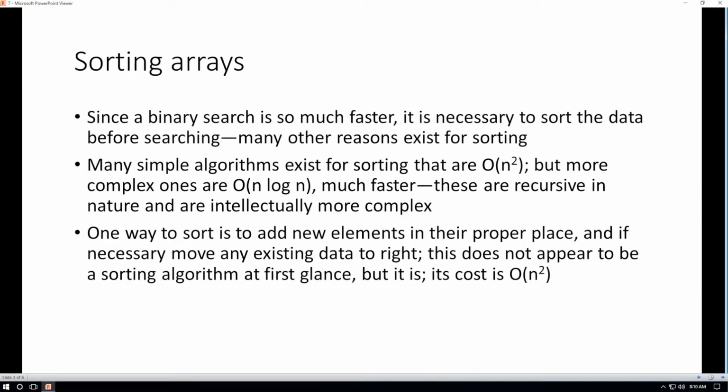Many simple algorithms exist for sorting data, but they are typically expensive, on order of n squared. Big O n squared means that the cost of the algorithm is in the order of n, which is the number of elements, squared. So it's obvious that the larger the number of elements, the cost becomes exponentially more expensive.